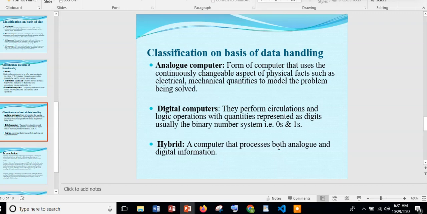The second classification on the basis of data handling is digital computers, and they perform calculations and logic operations with quantities represented as digits, usually the binary number system, i.e. we have the zeros and the ones. The third one is hybrid, and a hybrid computer is a computer that processes both analog and digital information. So it's a combination of the two that we've already learned.